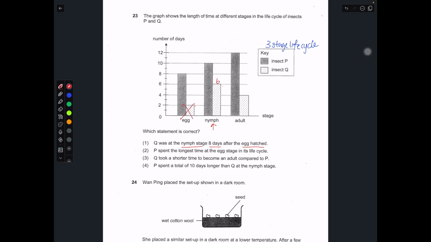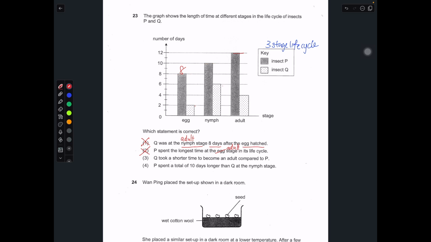So 6, so 7 and 8, right? It should belong to the adult. So this is wrong. Q has at the adult stage 8 days after the eggs hatch. Okay, let's go to the second part. P spent the longest time at the egg stage in its life cycle. Did it really spend the longest time in the egg stage? No, because this one is 8, this one is 10, this one is 12. So in fact, it spent the longest time in the adult stage. So this is wrong by looking at the black color bars.